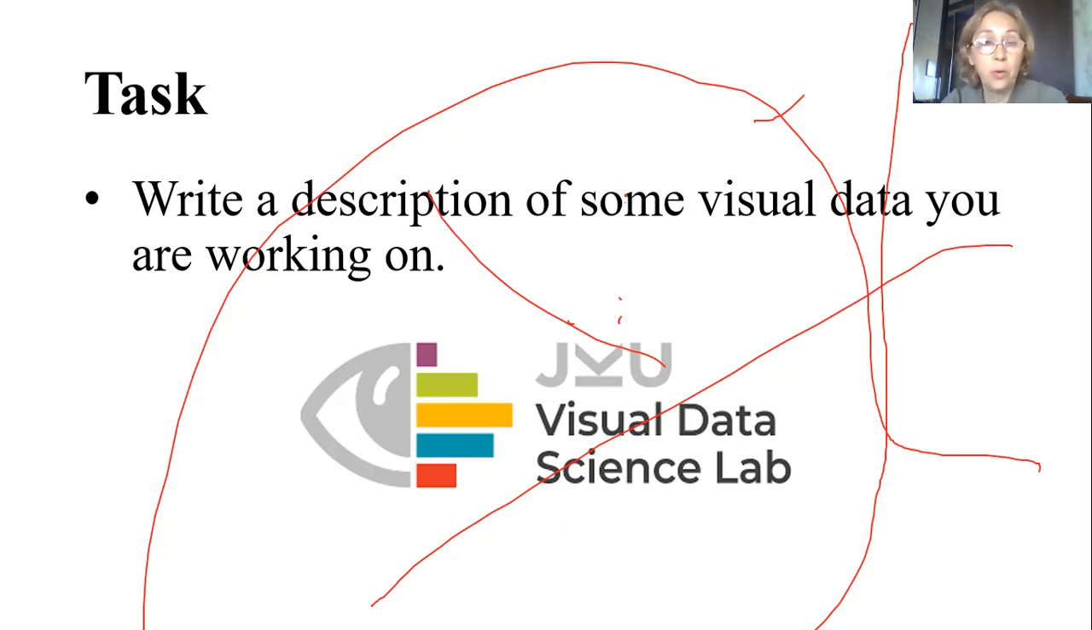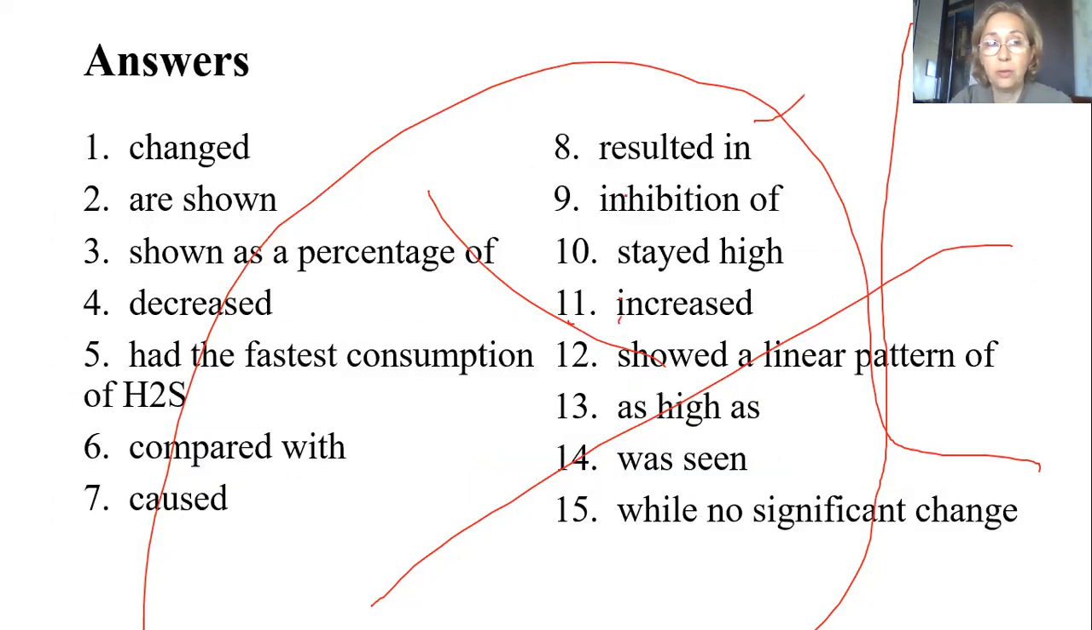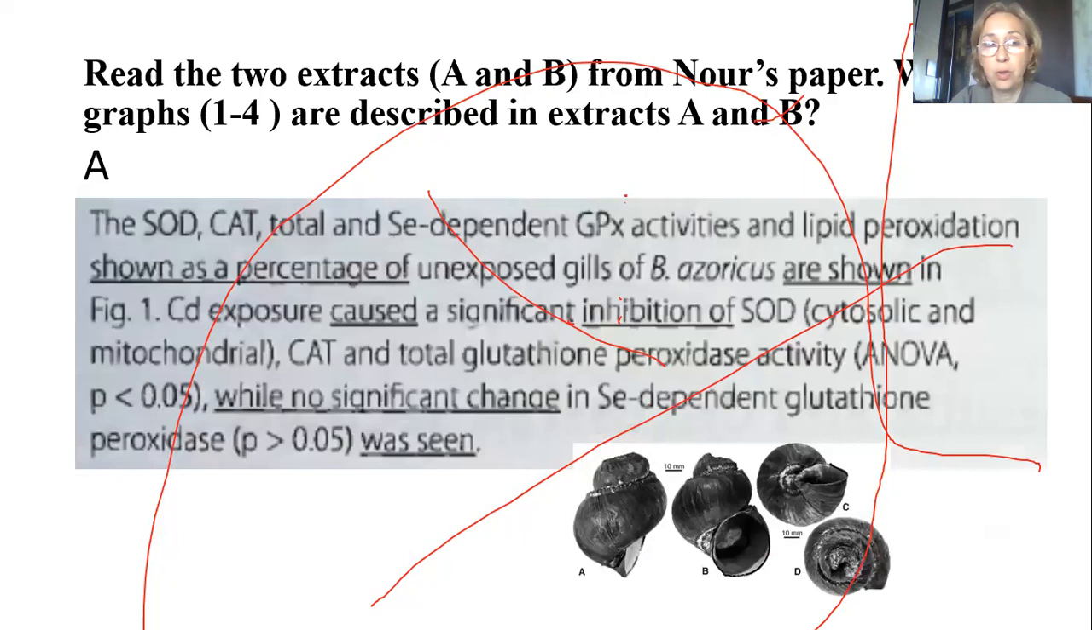So the task consists of two parts: the visual itself with a caption, following the rules that we were speaking about today. And then you should write a short paragraph that describes this visual using the words which are given here and the synonyms, and following the description which is given here on this slide.